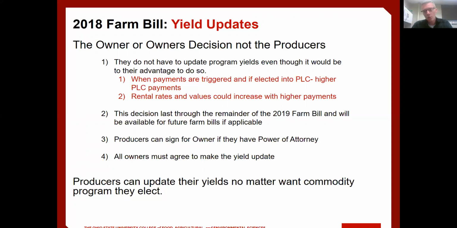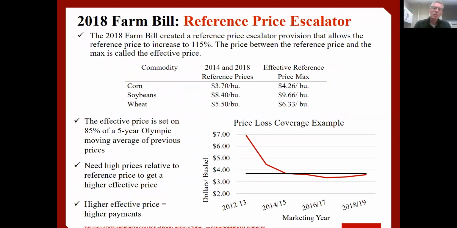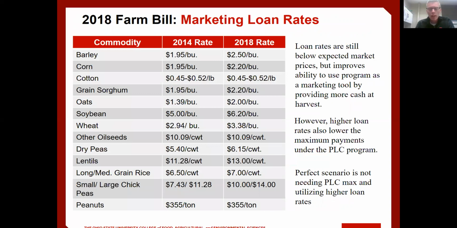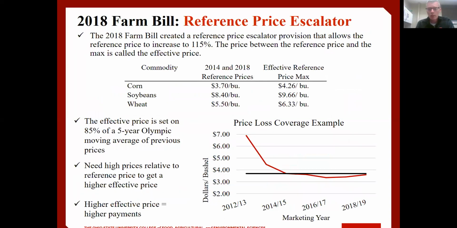So if you get a higher yield with the update, you're going to update. If you have a higher yield currently on record with your FSA office, you're just going to stay with what you currently have. The reason this is important is because those yields, and I'm going to go back to our PLC slide here, those yields are multiplied by the difference between this red line and the black line, or whatever that payment rate is. So if you have a higher yield, you get a higher payment. And that's why we think most producers, if given the chance to update, will. Owners will, if given the option for a higher yield from the update, they'll go ahead and update, but they do not have to if they do not want to.